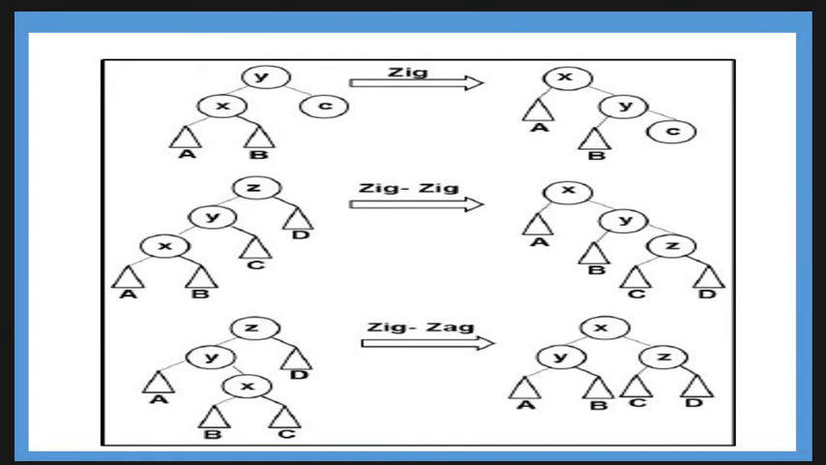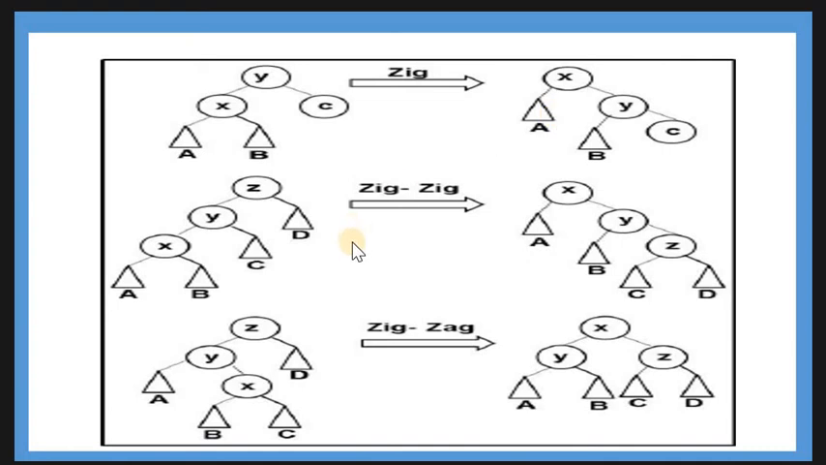I'll demonstrate a simple example here. Suppose X is a node that I want to access. I'm searching for X and it is a left child of the root node, that is Y. First case, right? So here you are applying the zig operation. Zig means right rotation. So X is shifted to the right side, Y is moving down and C is also moving down. So X becomes the root node.